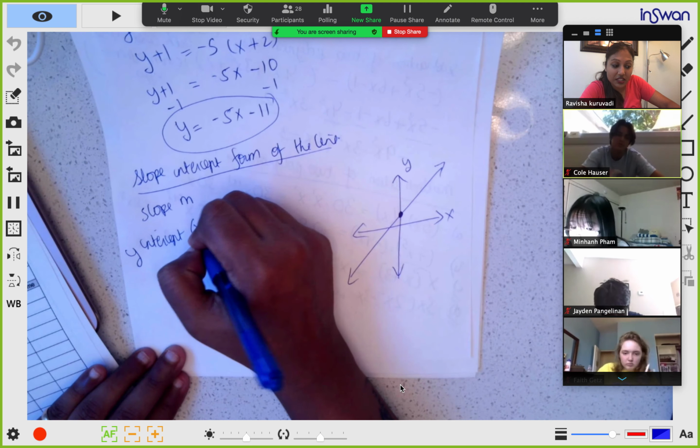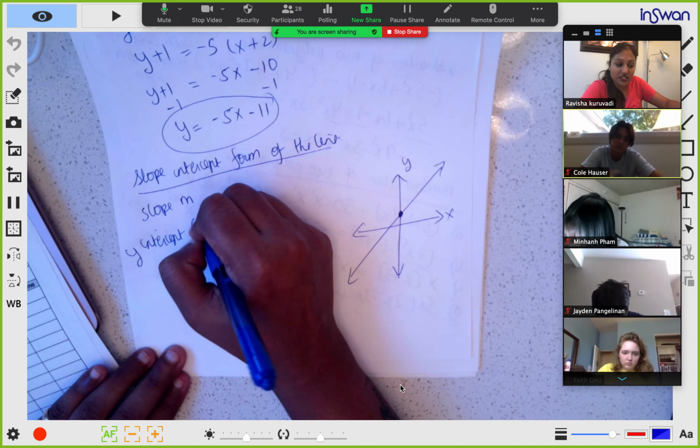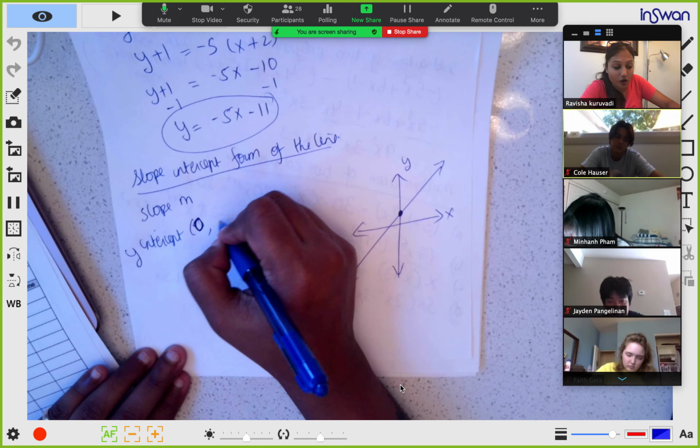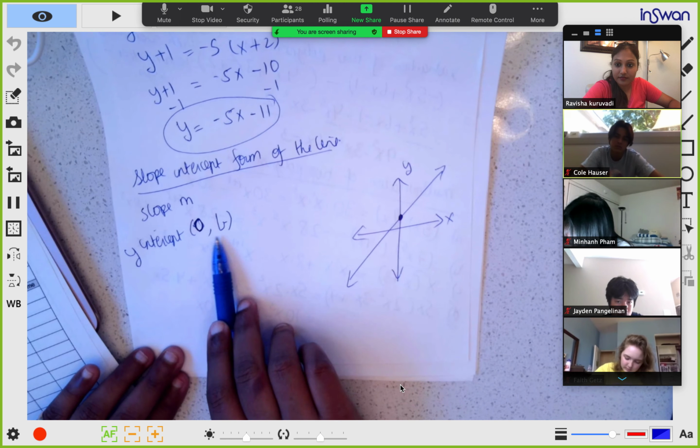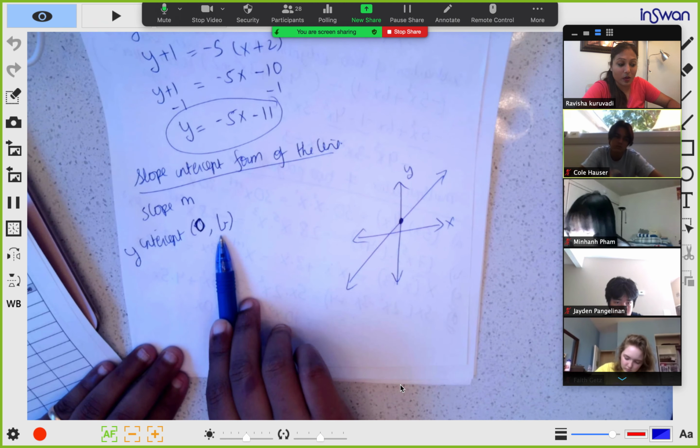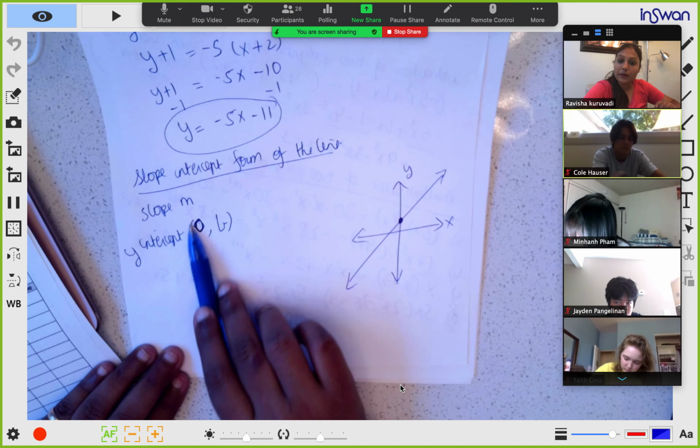So you will have something as 0. My x coordinate will always be 0, and there will be some value for y here. So it's b, okay? It's not 6, this is b. It's 0 comma b. So my y-intercept will be 0 comma b.